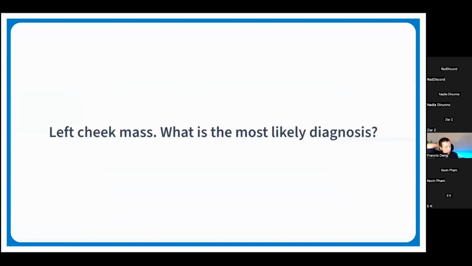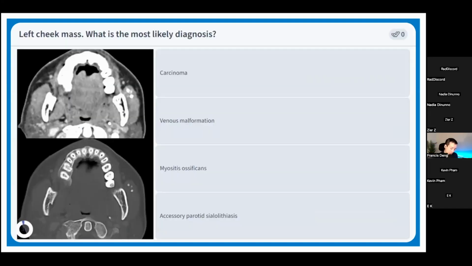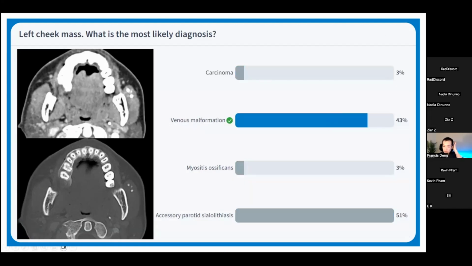This patient has a left cheek mass. What is the most likely diagnosis? CT of the face with contrast on soft tissue and bone windows. All right.